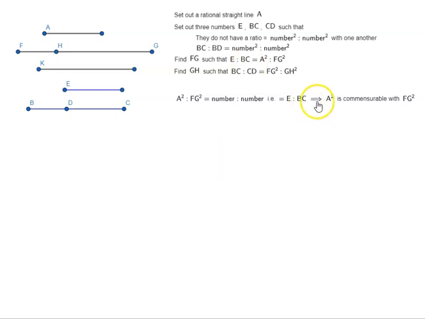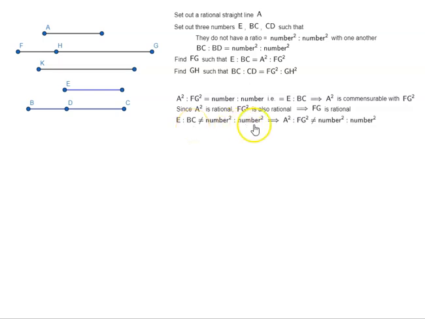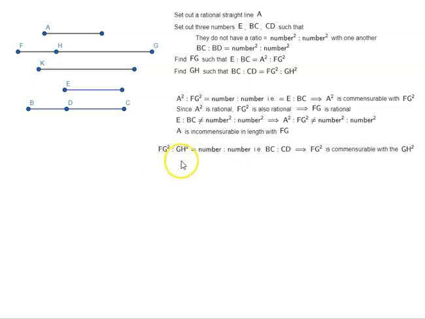That is E is to BC, which implies A square is commensurable with FG square. Since A square is rational, FG square is also rational, which implies FG is rational. Now, E is to BC is not equal to number square is to number square, which implies A square is to FG square is not equal to number square is to number square, which means A is incommensurable in length with FG.